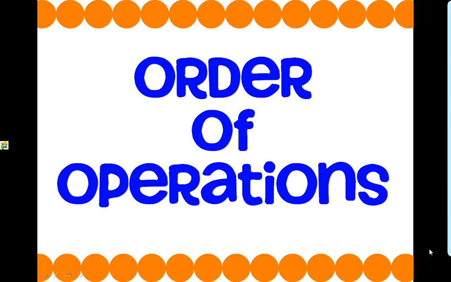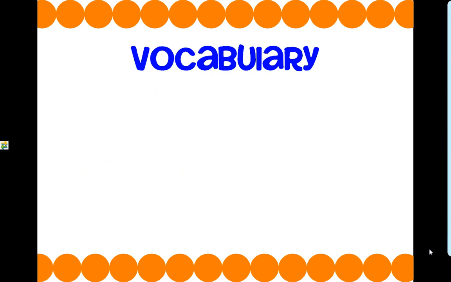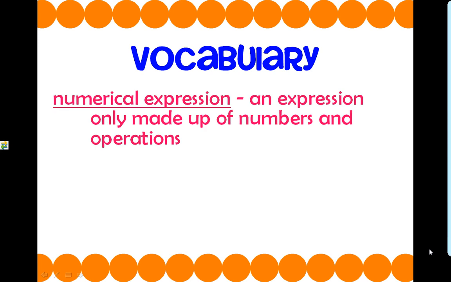Okay, today we're going to review order of operations. Vocabulary you need to know. You need to know what a numerical expression is, and that is an expression only made up of numbers and operations. Now don't think this is really confusing because this is a big word. It's really just something that has numbers and operations in it.